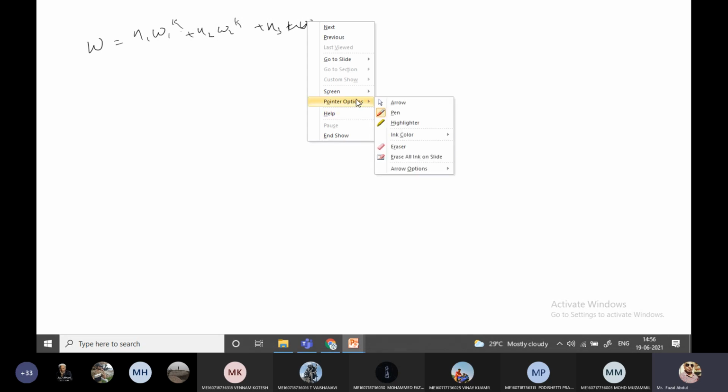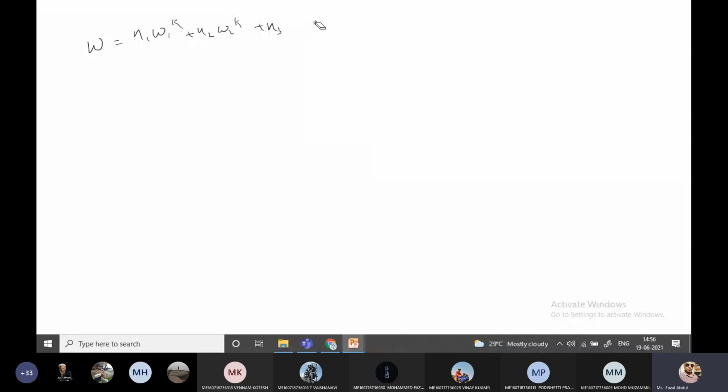Now the equivalent radial load. W equals, just now we solved this equation, W equals (N1 W1^k + N2 W2^k + N3 W3^k + N4 W4^k) / (N1 + N2 + N3 + N4), all to the power 1/k. Okay, so this is the equation for the equivalent radial load.